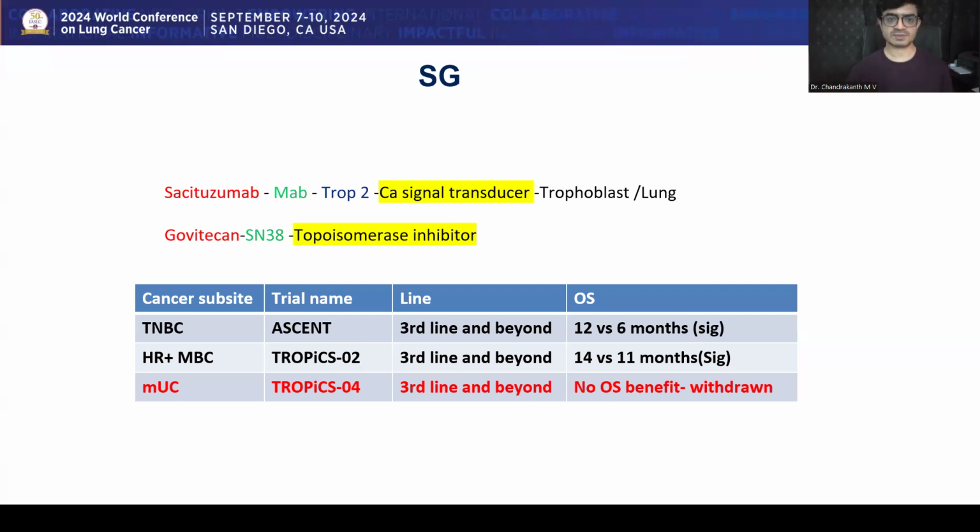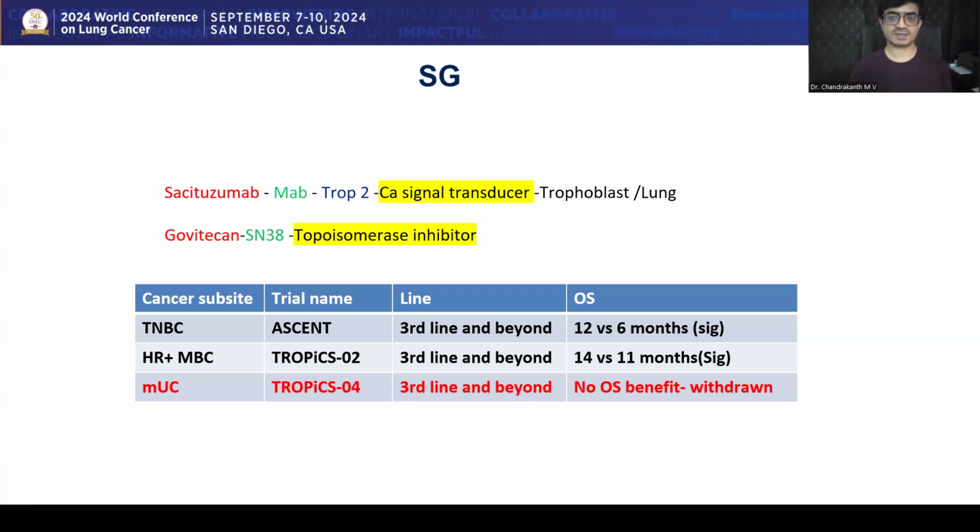Now coming on to Sacituzumab, where all it is approved. It has clinical trials in triple negative breast cancer, third line and beyond setting. The name of the trial is the ASCENT trial. It improved overall survival, which was statistically significant, 12 versus 6 months. Similarly, in hormone receptor positive metastatic breast cancer, the name of the trial is the TROPiCS-02 study. Again, third line and beyond setting, improvement in overall survival was significant, 14 versus 11 months. Based on this, sacituzumab is approved in these two settings.